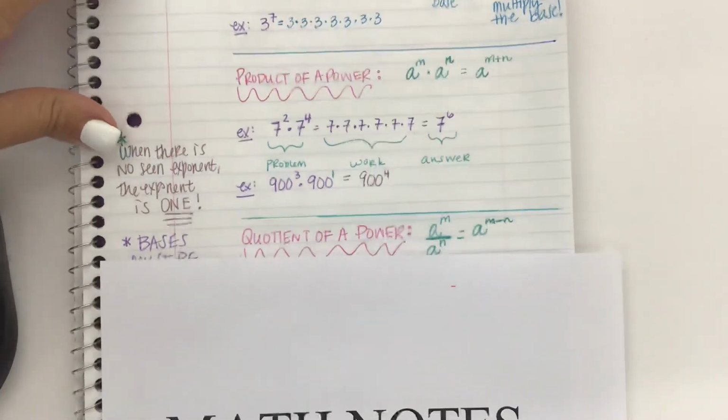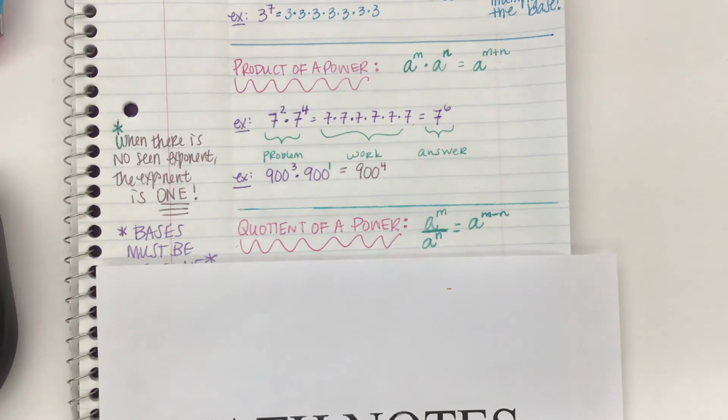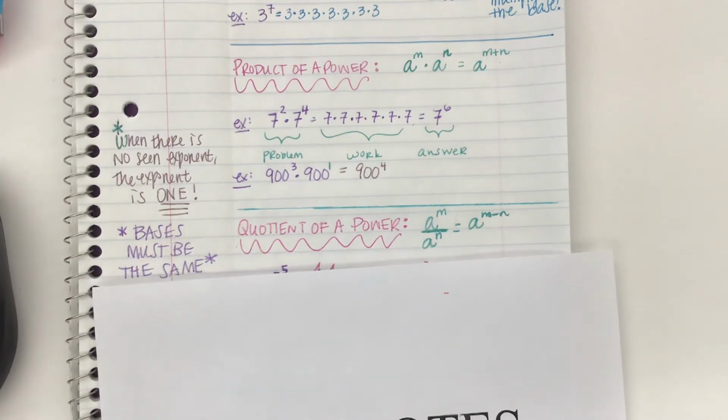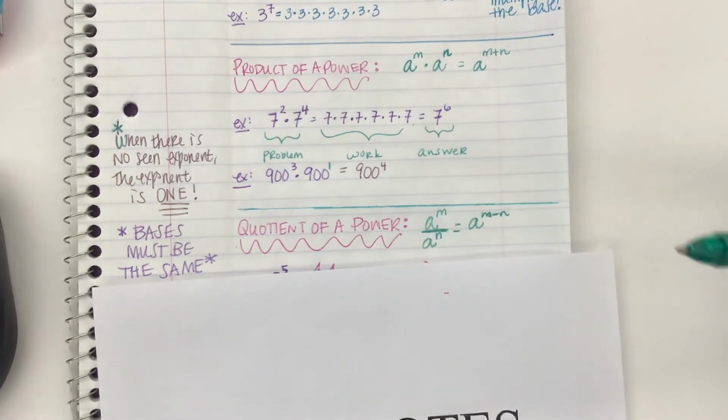Next, quotient of a power. On the left, again, double starred: you have to have the same bases in order to do any of these exponential expressions. The bases must be the same. If your bases are not the same, there is nothing you can do to simplify your exponential expression. Okay, the next rule we have is quotient of a power.